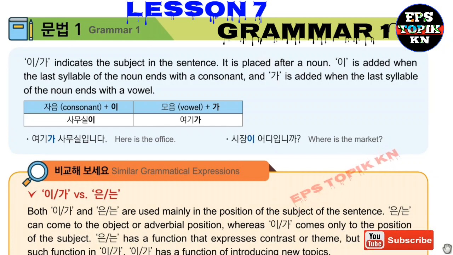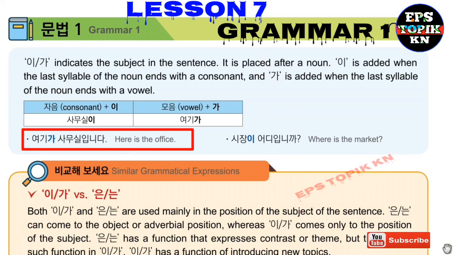Now let's listen to some examples in sentences. 여기가 사무실입니다. Here is the office. Now, what's the subject of this sentence? Is it office? Right, it's here. And how did you know that? What's the marker? 가, great. And what kind of marker is that? It's a subject marker, right? If you answer those questions correctly, you really understand.